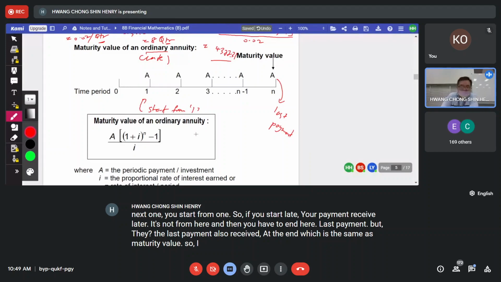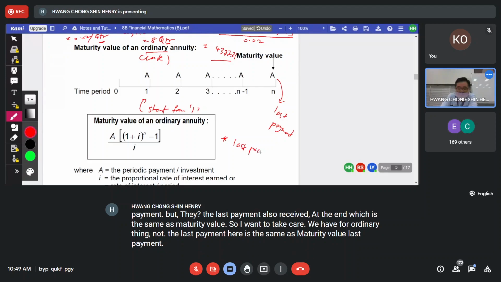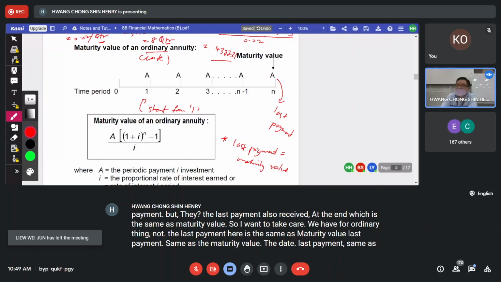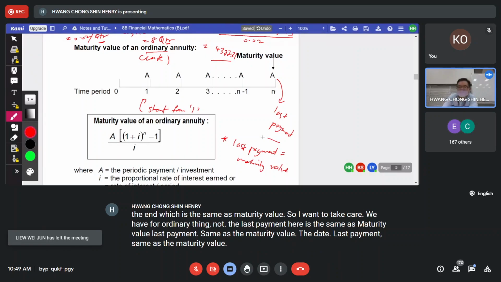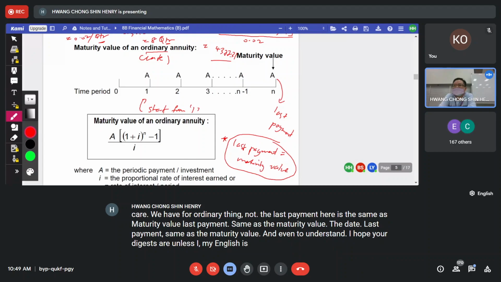So I want to take care of you here. For ordinary, take note. The last payment here is the same as the maturity value. The date of the last payment is the same as the maturity value. Anyone don't understand? I hope you all digest, unless my English is too deep.